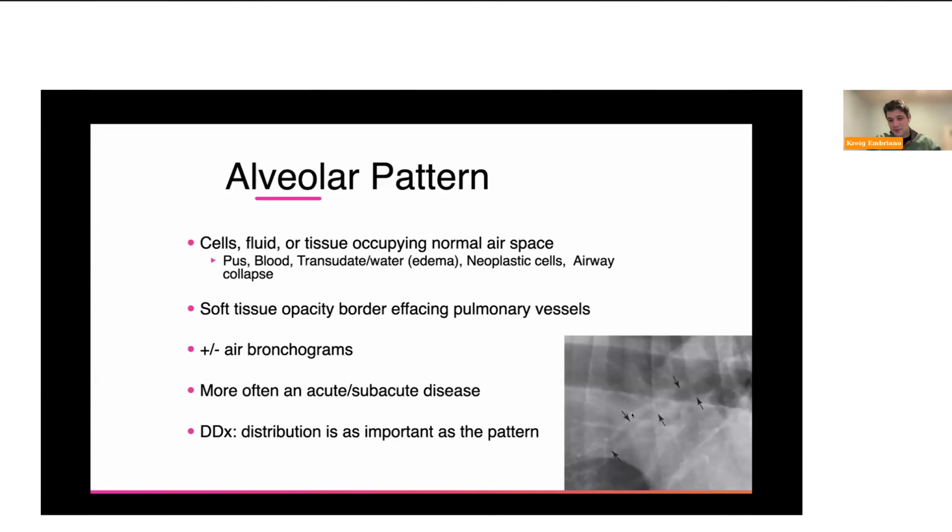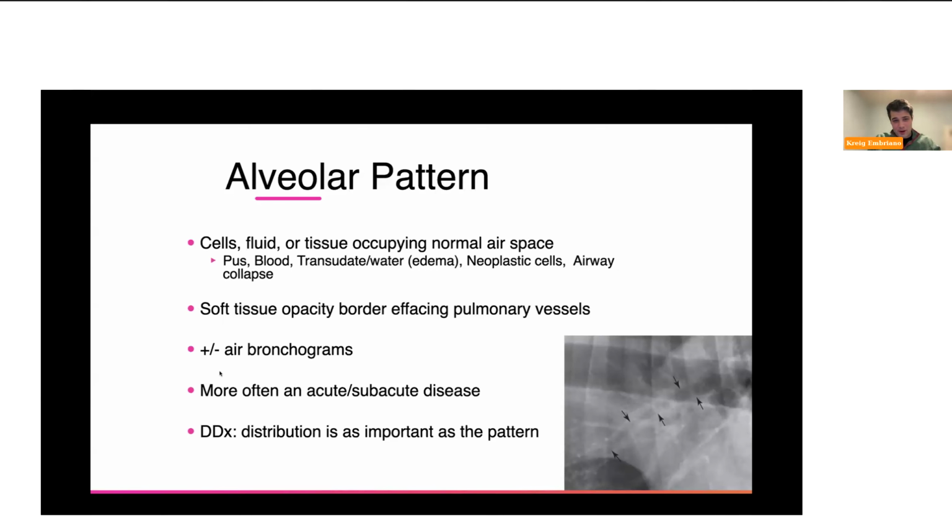We have soft tissue and soft tissue in contact with one another. We're going to get border effacement, and then we're no longer going to be able to see those vessels. We may see the air bronchogram, which is the gas-filled bronchus contrasting with the alveolar pattern, but we're no longer seeing those vessels. So soft tissue border effacement of the pulmonary vessels is the technical definition of an alveolar pattern. What really is just soft tissue opacification of the lungs.